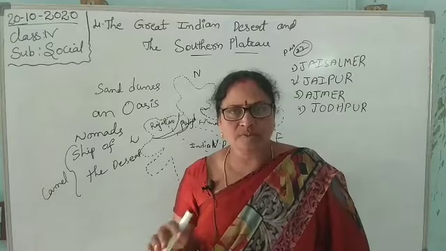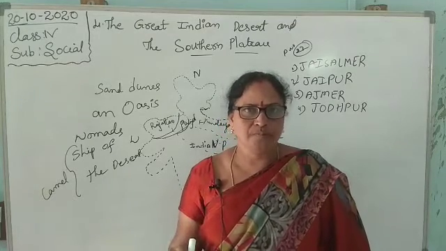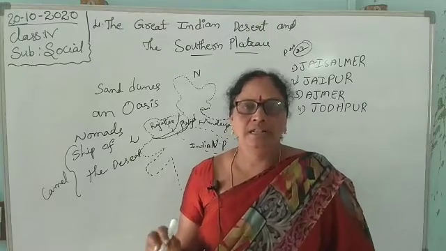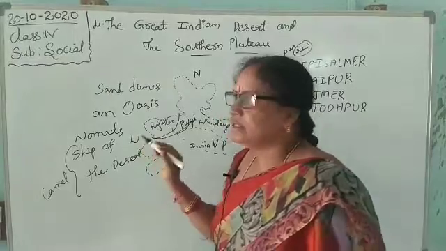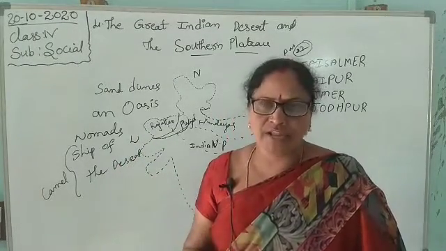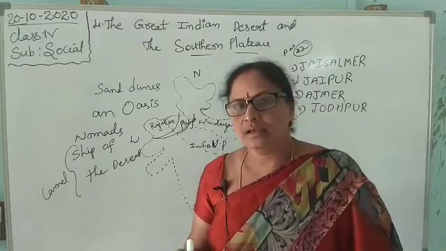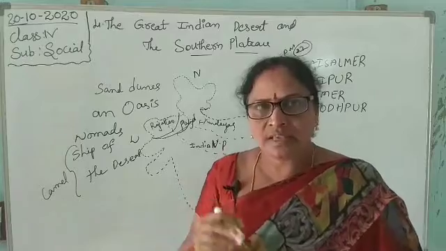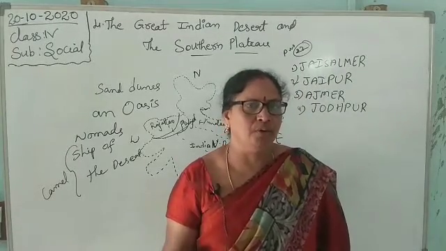The water comes from under the surface of the earth through a spring. It is called an oasis. What is an oasis? The water that comes from the earth's surface through a spring in the desert is called an oasis. Near this oasis, greenery can be grown.